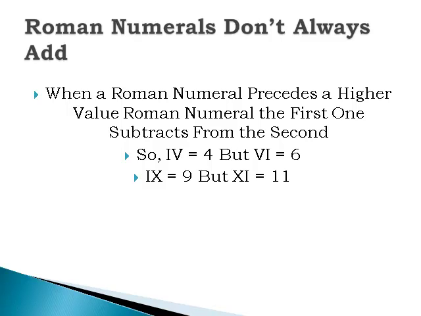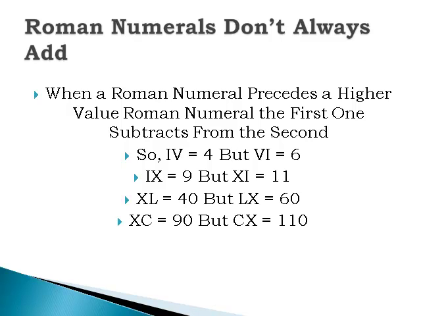Similarly, IX equals 9, but XI equals 11. And XL, where a 10 is being subtracted from a 50, equals 40. But LX, where the two numbers are being added together, is 60. XC equals 90 because 10 is being subtracted from 100. That is the C note.